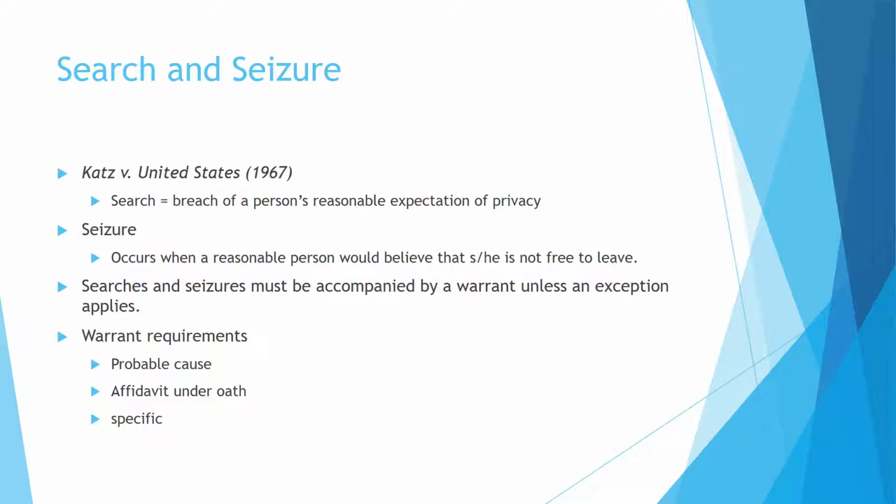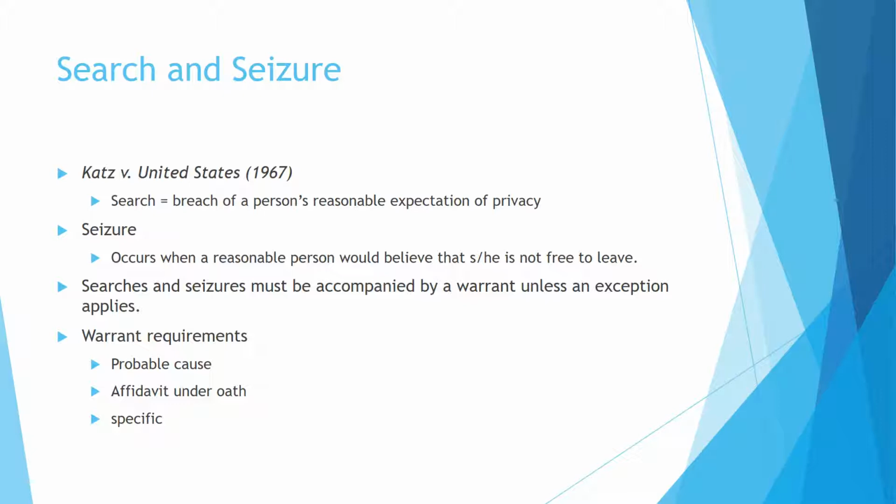So what the U.S. Supreme Court established as the definition of a search is that a search occurs under the Fourth Amendment if the government breaches a person's reasonable expectation of privacy. So what is a reasonable expectation of privacy? Well, it's really two parts. The first part is that the person has to show that they expected their actions, their conversations, whatever, to be private.